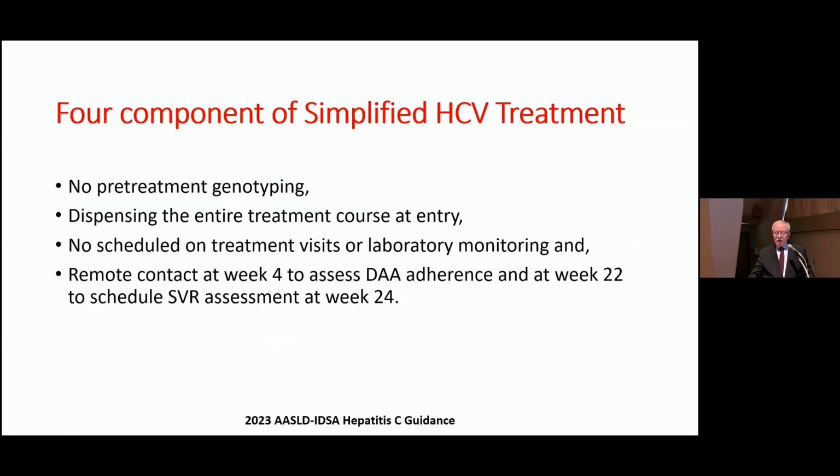For the simplified treatment, there are 4 components: no pre-treatment genotyping; dispensing the entire treatment course at entry; no scheduled on-treatment visits or laboratory monitoring; and remote contact at week 4 to assess adherence, and at week 22 to schedule SVR assessment at week 24.